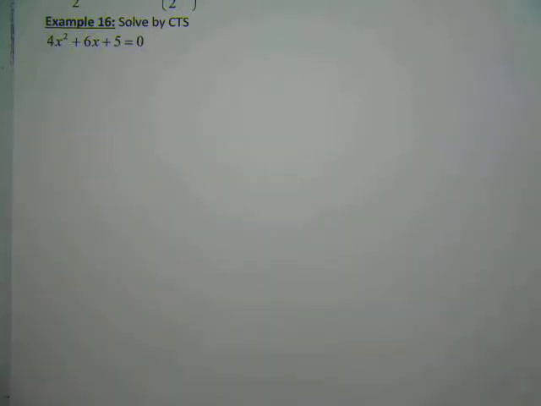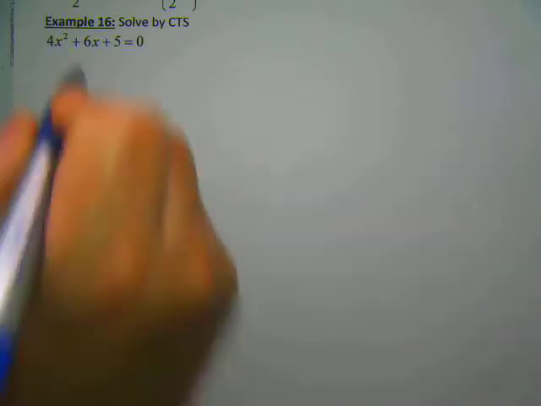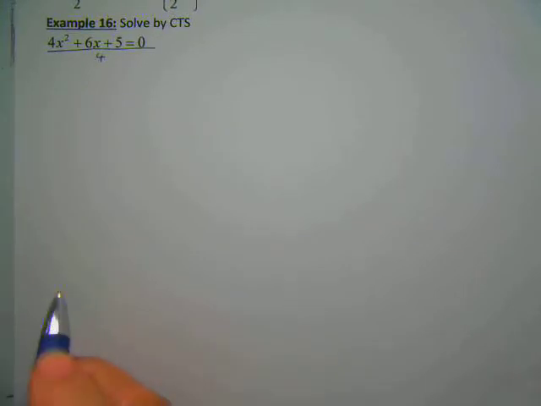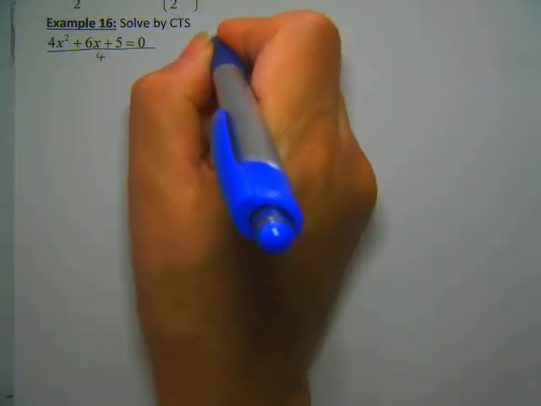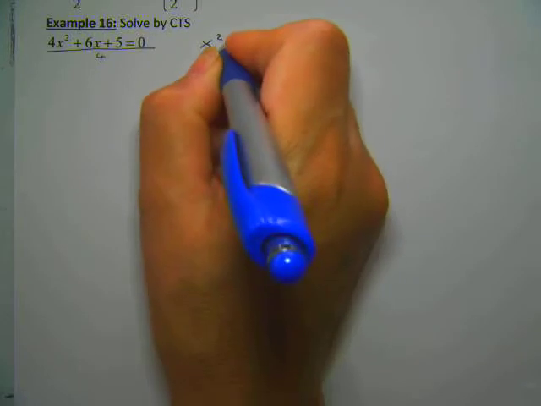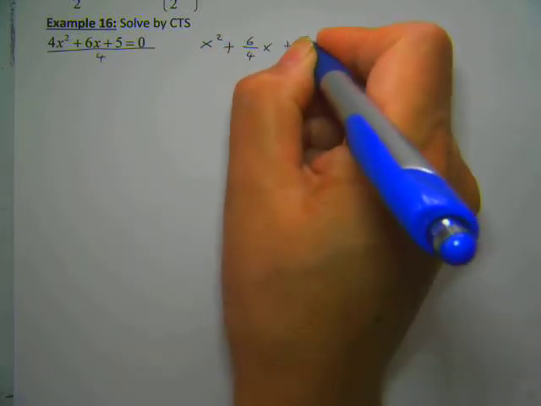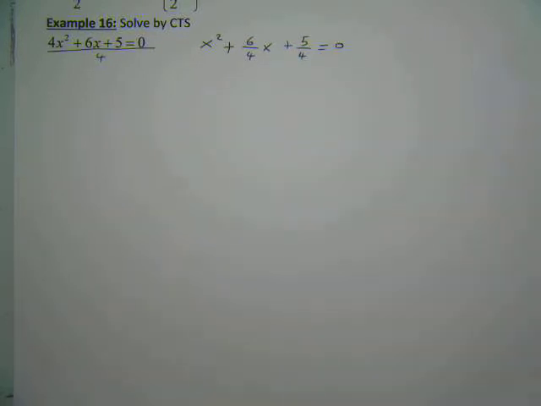The first step: the coefficient of x squared is not 1. So the first step is to divide the whole equation by 4. So what are we going to get? We're going to get x squared plus 6 over 4 x plus 5 over 4 equals 0.